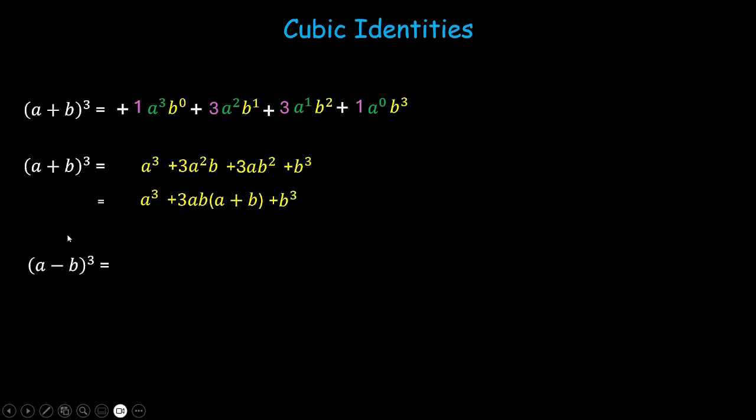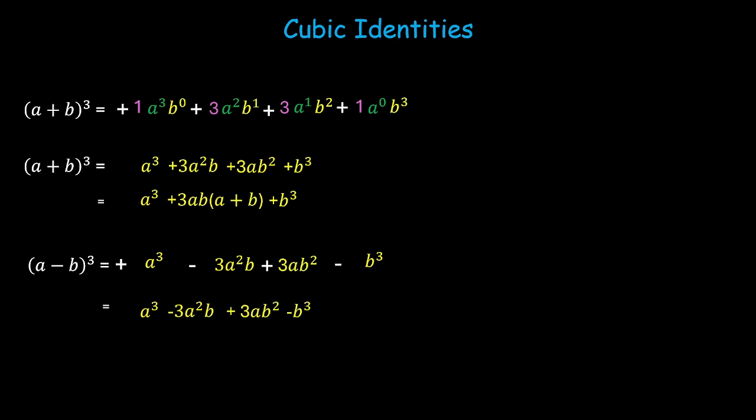Now let us look at (a - b) whole cube. The entire coefficients and the terms will be same. The only difference will be with the signs of the terms. So since we have negative over here, again we're going to have 4 terms. The signs will go in alternate order: positive, negative, positive, negative. And let's put on the same coefficients and the same variables. So we have a cube minus 3a square b plus 3ab square minus b cube.